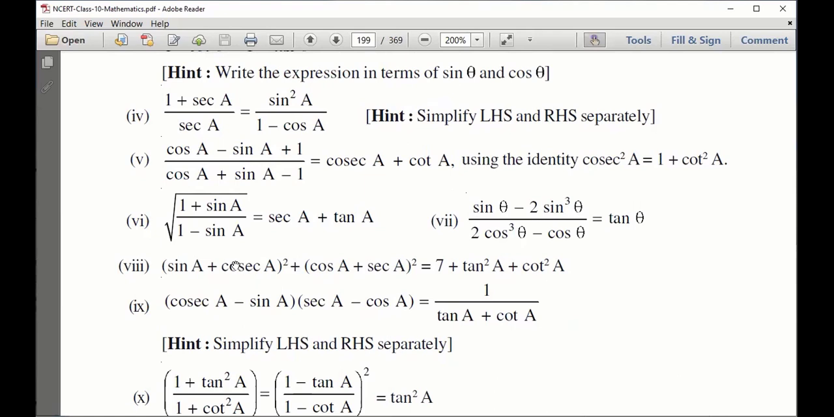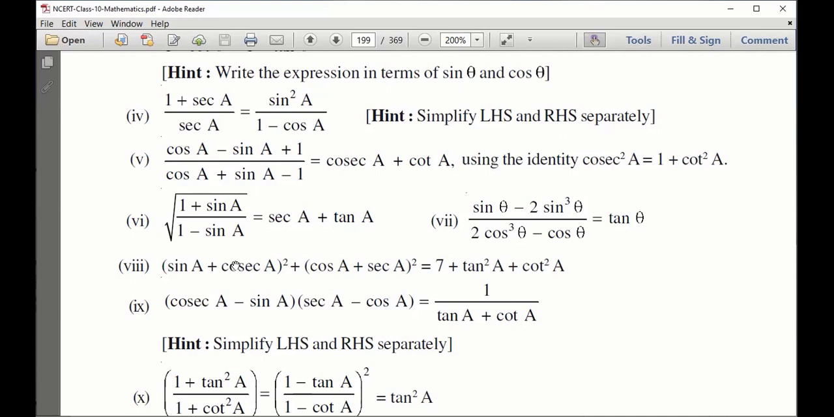First, try to take commons wherever possible, like we did in the previous question. We took sec common. Very important, we do it in many places. Second, for this kind of question, 1 plus sine A by 1 minus sine A under a square root, get rid of the square root. How? You multiply numerator and denominator both with 1 plus sine A. Why? Because 1 minus sine A into 1 plus sine A becomes 1 minus sine square A, that is cos square A, that is cos A if you take the root. So get rid of the roots.